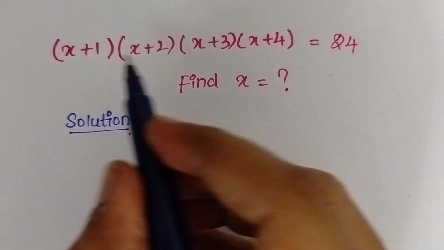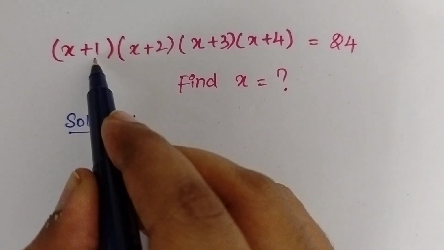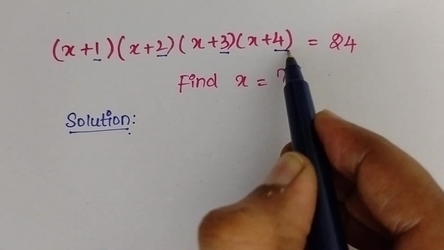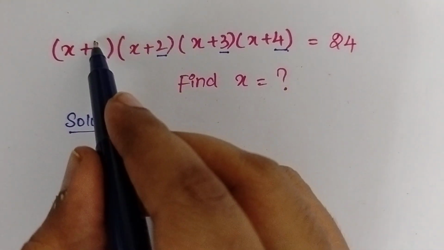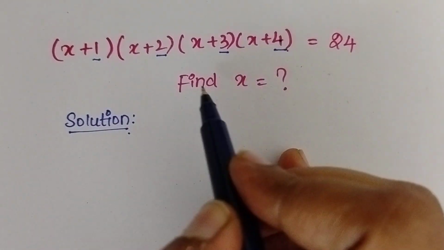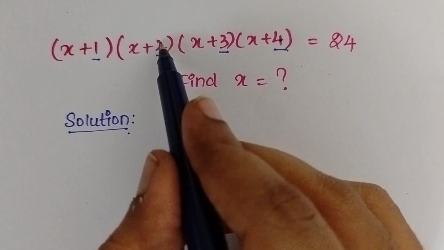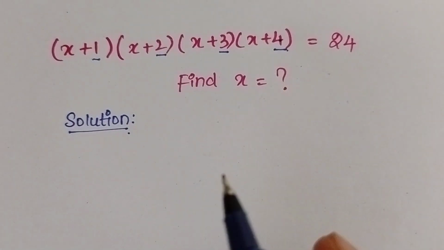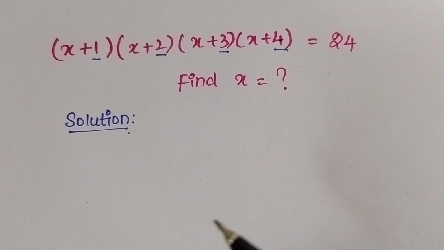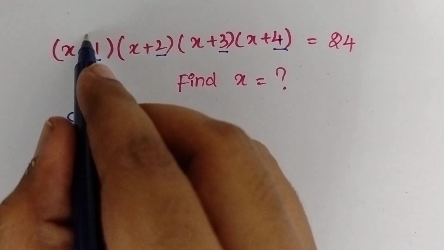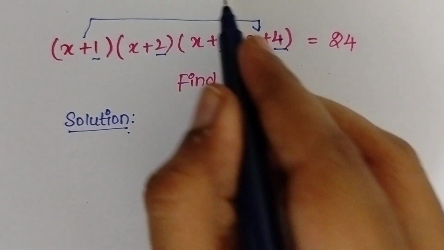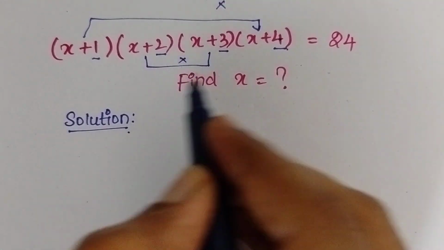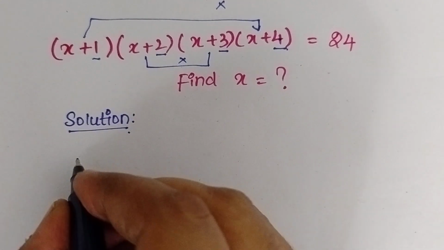So if we see here, this is x plus 1, x plus 2, x plus 3 and x plus 4. If I add 1 plus 4, I'll get 5. Similarly, if I add 2 plus 3, I'll get 5. So both of them have 5. In order to make my calculation simple, I'm going to multiply these two and then multiply these two. So let's write accordingly.